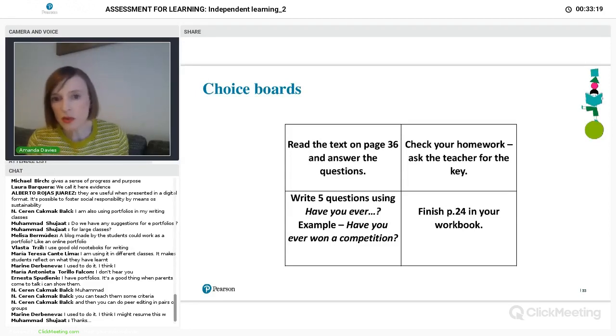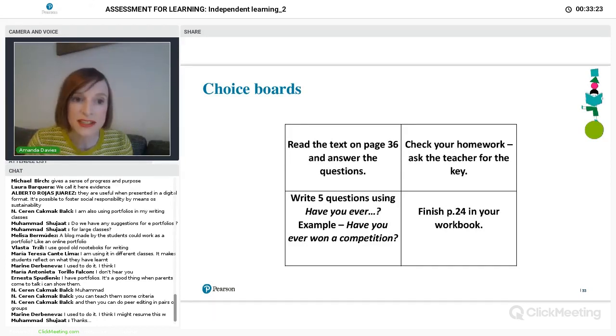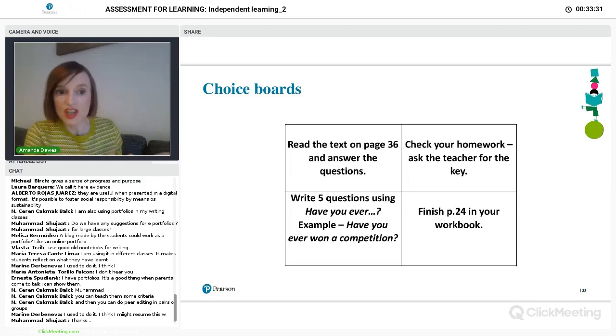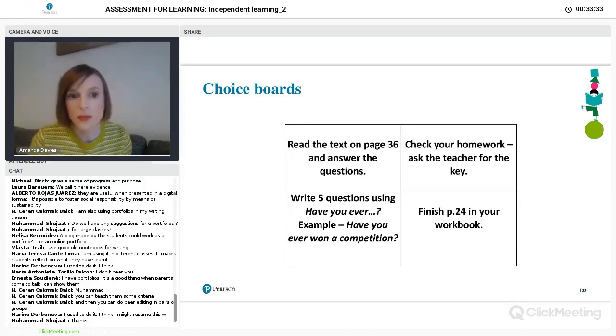So here is a choice board from a recent lesson I was teaching. In the previous lesson, I taught grammar and vocabulary, and this lesson was more consolidation. So it wasn't a lesson where I was teaching something new, it was practicing it. And I wanted the students to read a text and answer questions. They needed to check their homework.